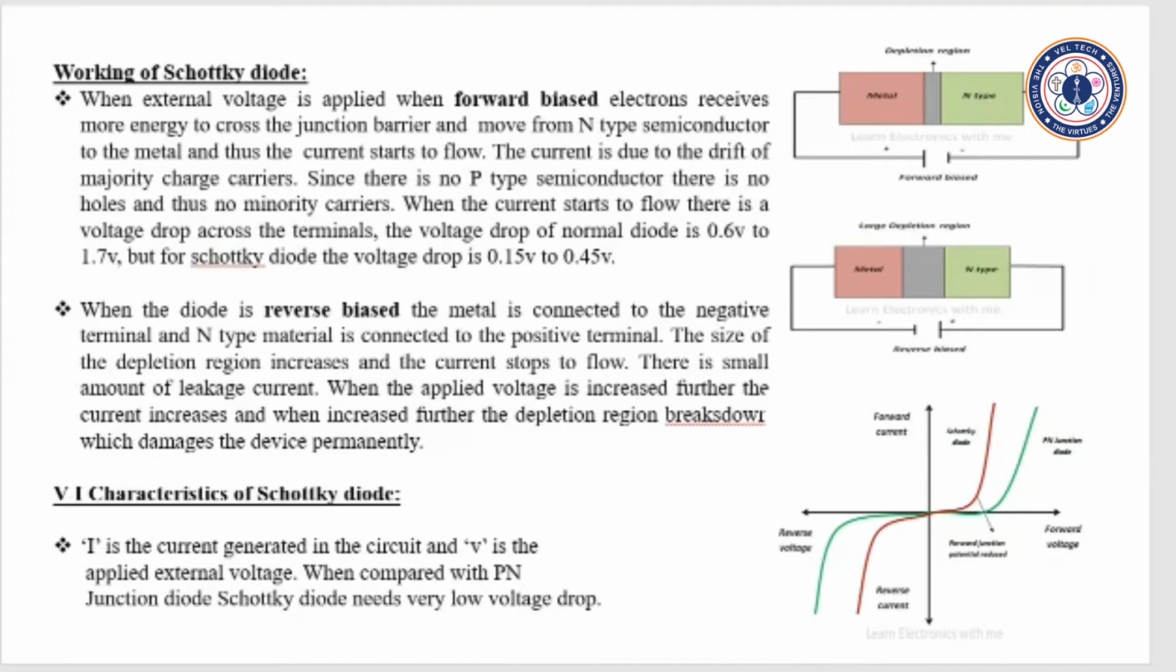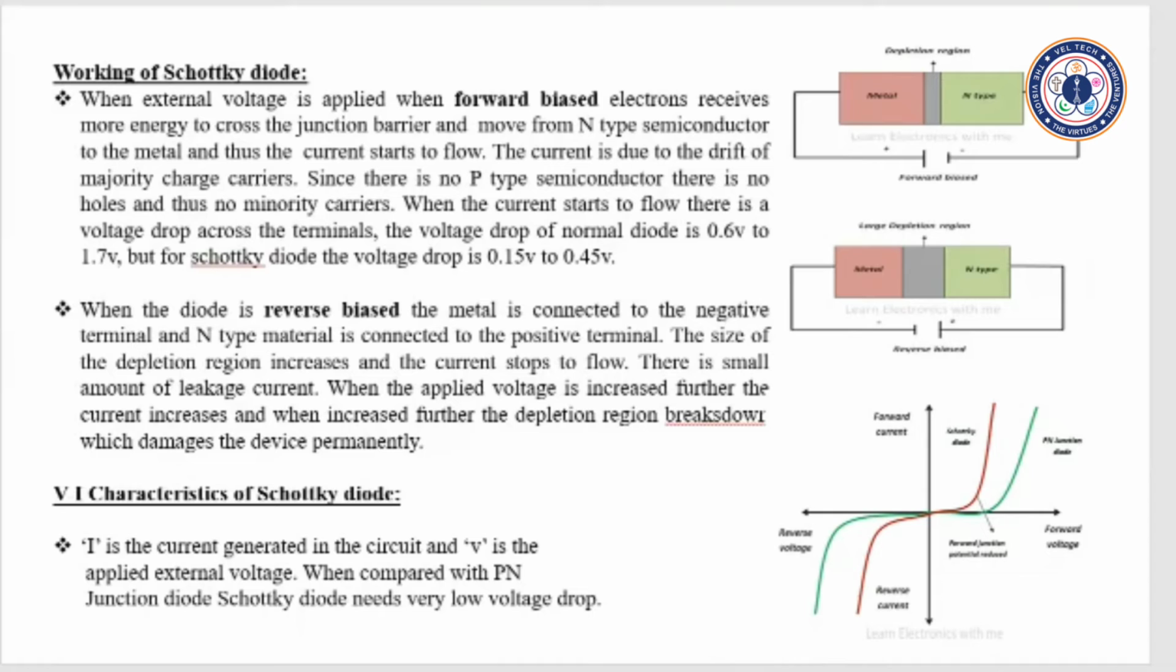This current is due to the drift of the majority charge carriers. Here we are not using p-type semiconductor. Therefore, there are no holes and no minority charge carriers. When the current starts to flow, there will be some voltage drop across the terminals. The voltage drop of a normal diode is 0.6 volt to 1.7 volt. But for the Schottky barrier diode, the voltage drop is very low, 0.15 volt to 0.45 volt.